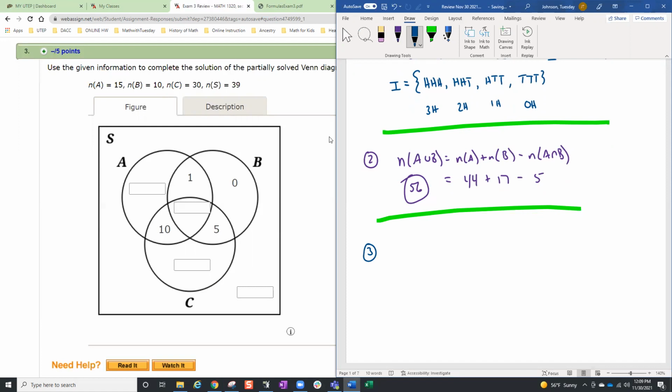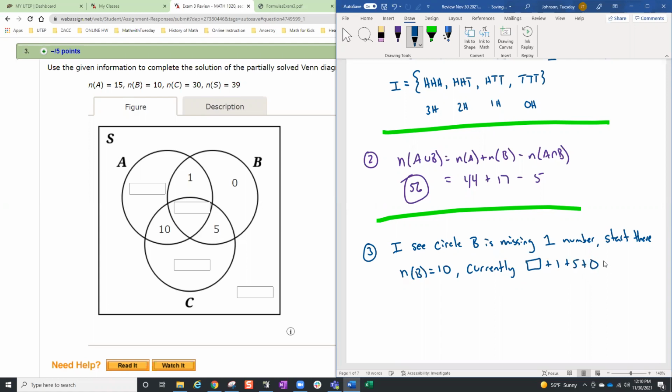Number 3, use the given information to complete the solution of the partially solved Venn diagram. So as I'm looking at this, I see circle B is missing one number. So I'm going to start there. Okay, so in my circle for B, I'm missing one number, and I see that the total number in B should be 10. I currently have a box plus 1 plus 5 plus 0. So box plus 6 equals 10. My box must be 4.